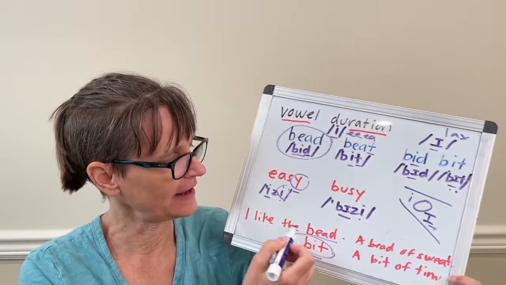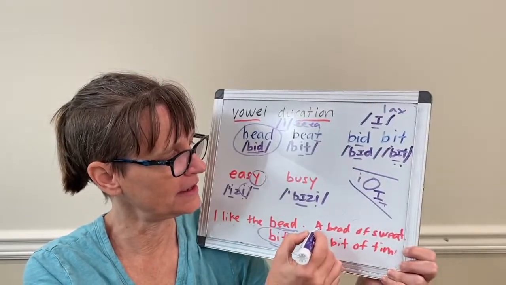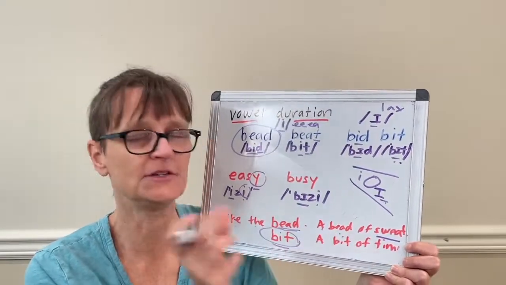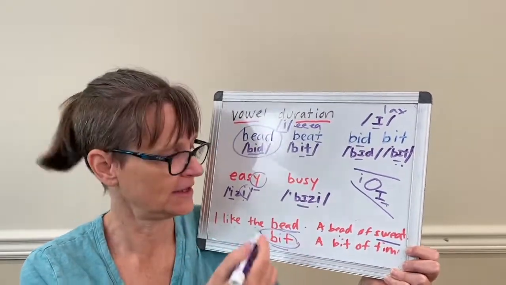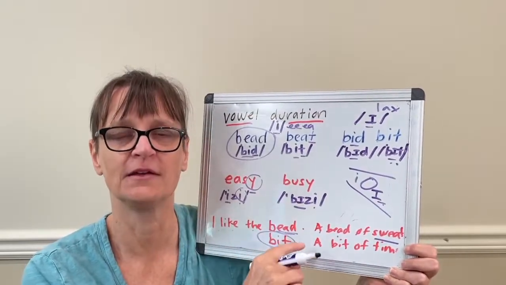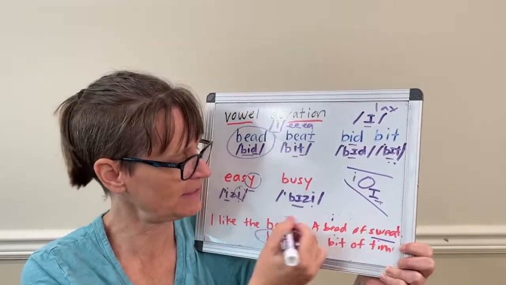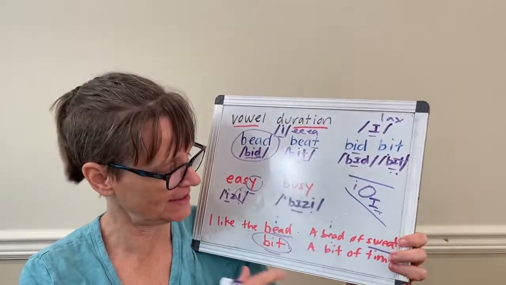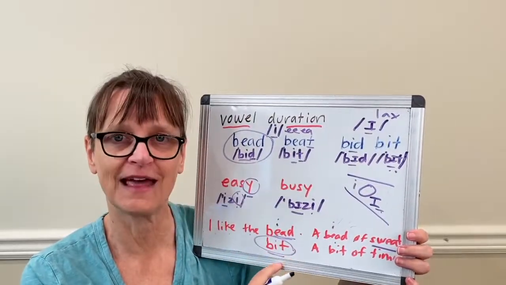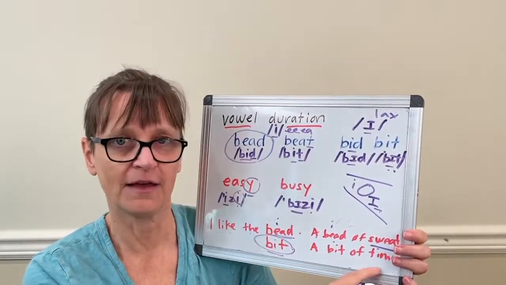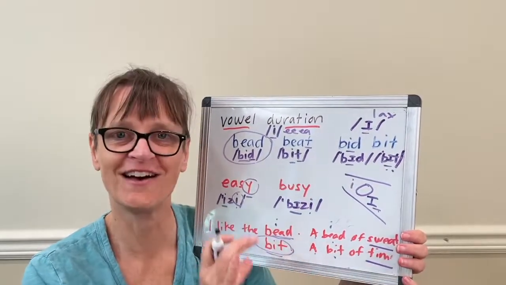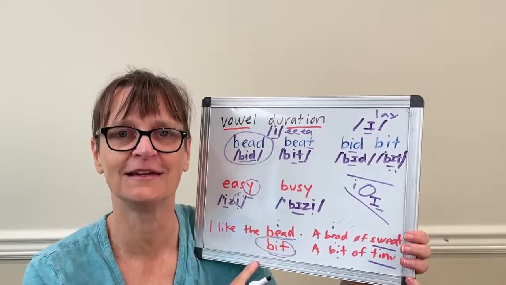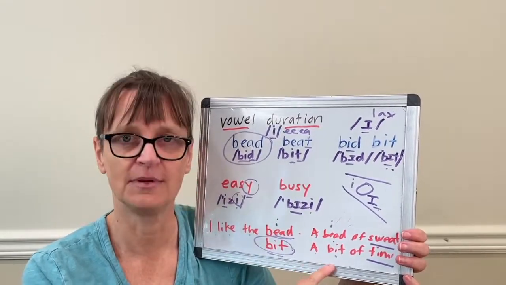Okay, and then if I like the bead is long, but in a bead of sweat, sweat is my stressed word and it's long. So the bead is going to be shorter here, a bead of sweat. So I like the bead, long bead, a bead of sweat, same E vowel in both, but this one is shorter in duration because of where it is in the sentence. Same thing with I like the bit, that bit is long, but a bit of time, time is long because it's the stressed word in the sentence. So this bit, I like the bit, is longer in duration than this bit, a bit of time.